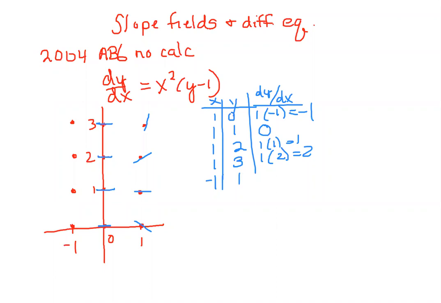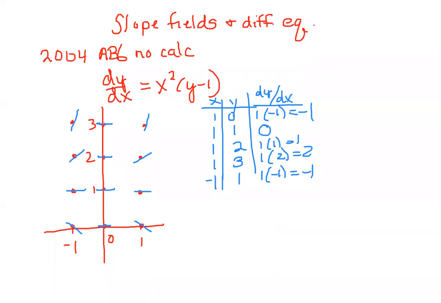-1, 1, they're going to be the same because x is squared. So -1 squared is 1. So it's going to be 1 times -1. That's -1. And these are also going to be the same. So there is the slope field for that one.